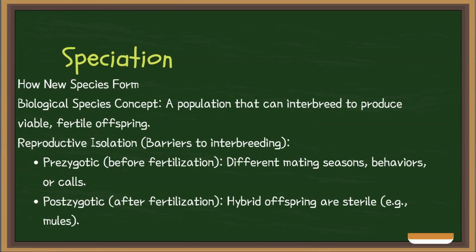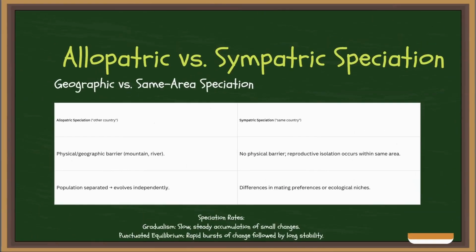Speciation. So this is how new species form. The biological species concept is a population that can interbreed to produce viable and fertile offspring. Reproductive isolation. So there are barriers to interbreeding. Pre-zygotic, which is before fertilization, includes different mating seasons, behaviors, or cues. Post-zygotic, after fertilization, is when hybrid offspring are sterile, like mules.